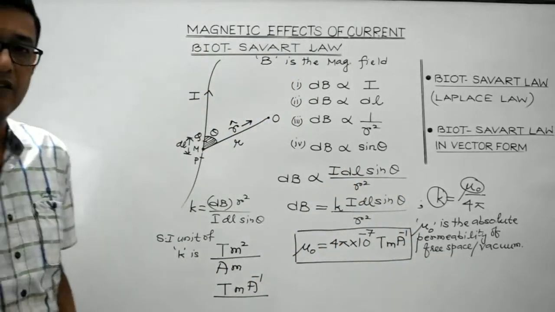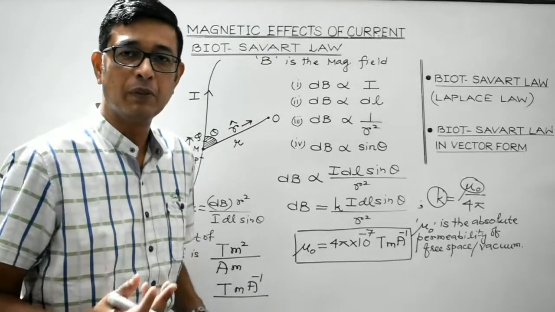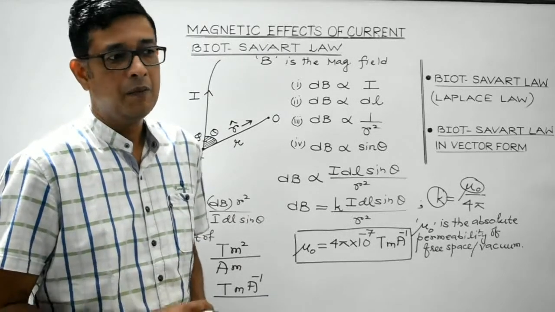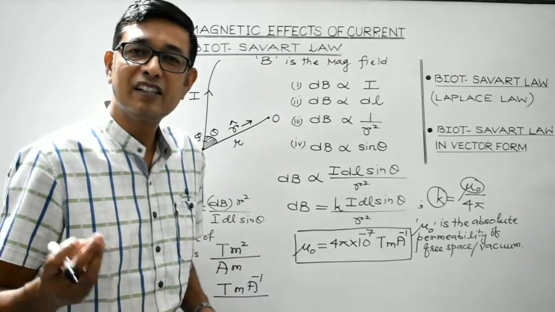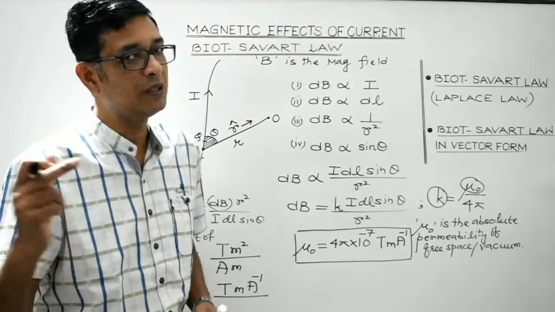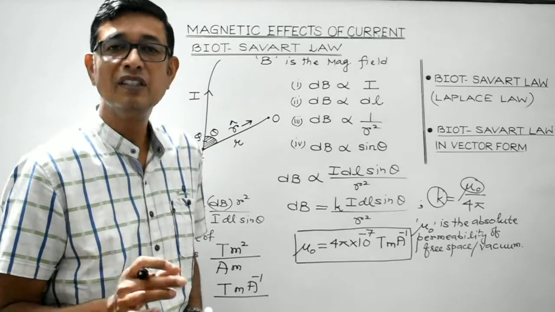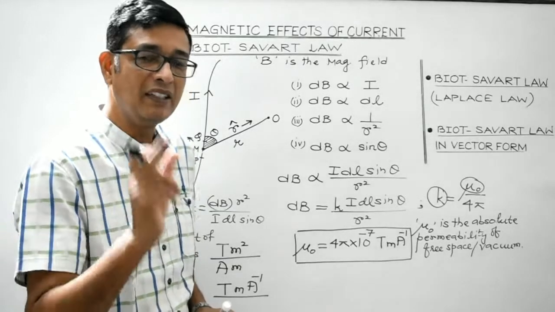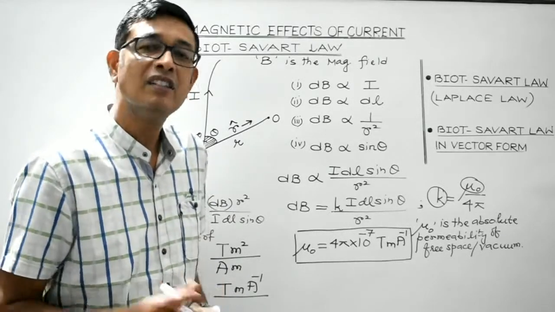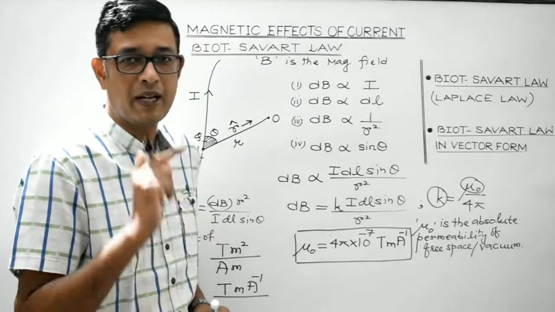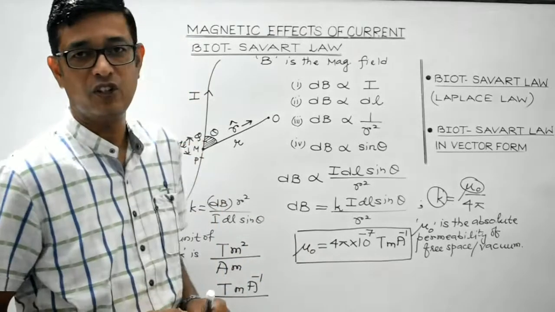So mu naught, again I must state, is the absolute permeability of free space. Permeability represents the conducting power of a medium towards the passage of magnetic field lines. Its value for vacuum is 4 pi into 10 raised to minus 7. The SI unit is Tesla meter per ampere. That is what we have derived right now, right?